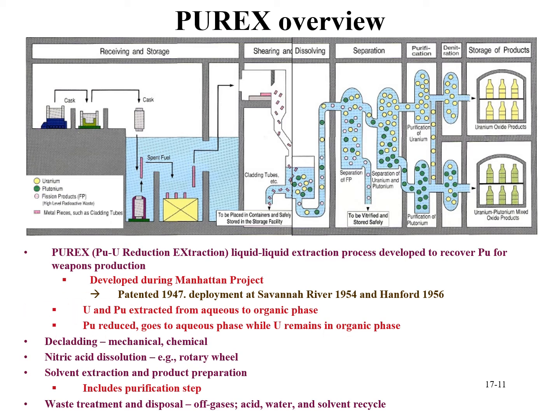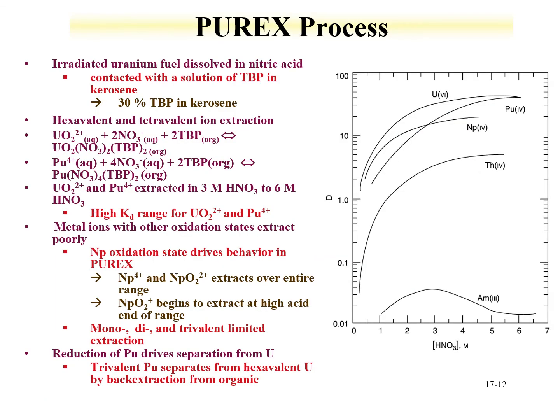Some of the processes involved in the overall PUREX process included decladding, some sort of mechanical and chemical decladding step, which would occur here, a nitric acid dissolution step, which includes taking the material and mixing it with a rotary wheel, as shown here, solvent extraction, where the aqueous and organic phases wound up being mixed, as shown in the separation area, and then a purification step and waste treatment.